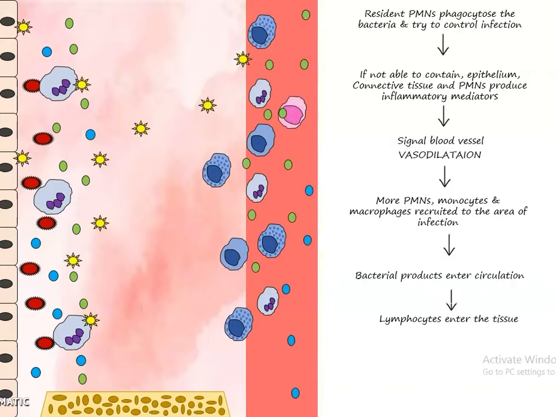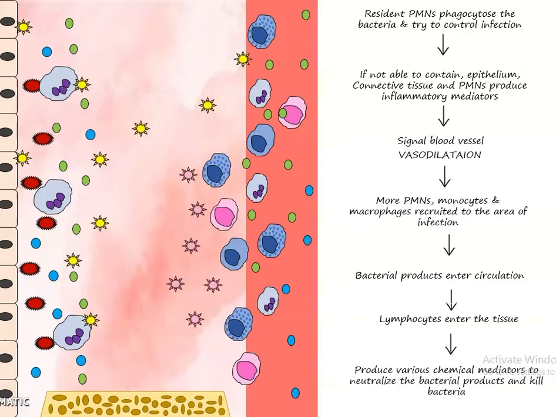Once the bacterial products enter the circulation, the lymphocytes start emerging from blood vessels and enter the connective tissue. The leukocytes together produce various chemical mediators to neutralize the bacterial products and kill the bacteria. Thus, the inflammatory reactions limit the infection.